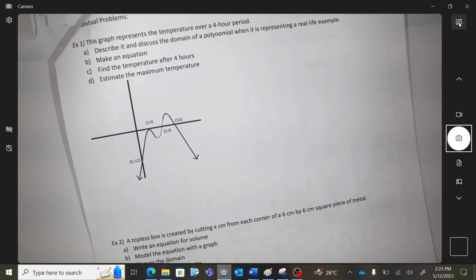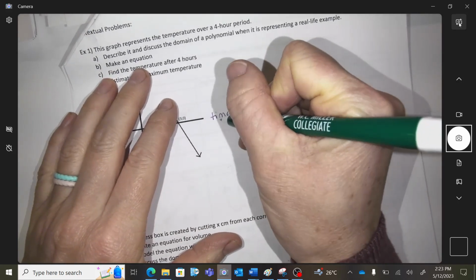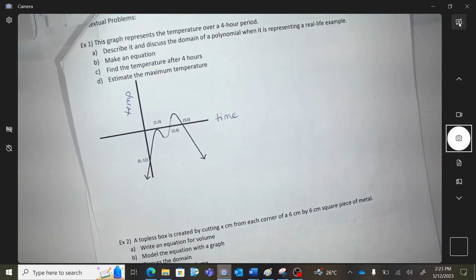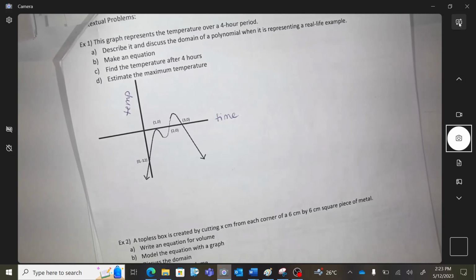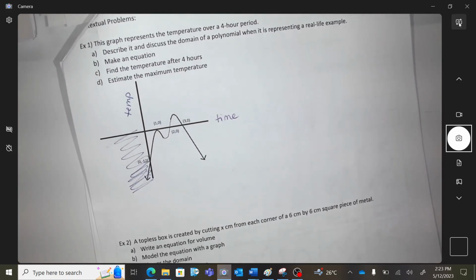So there's time and there's temperature. Axes, where do you want to put the time? X or Y? The time goes along X and the temperature is going along the Y. That would make sense on a graph. What do you know about time? You can't have negative time. So really that part of the graph doesn't really make sense.